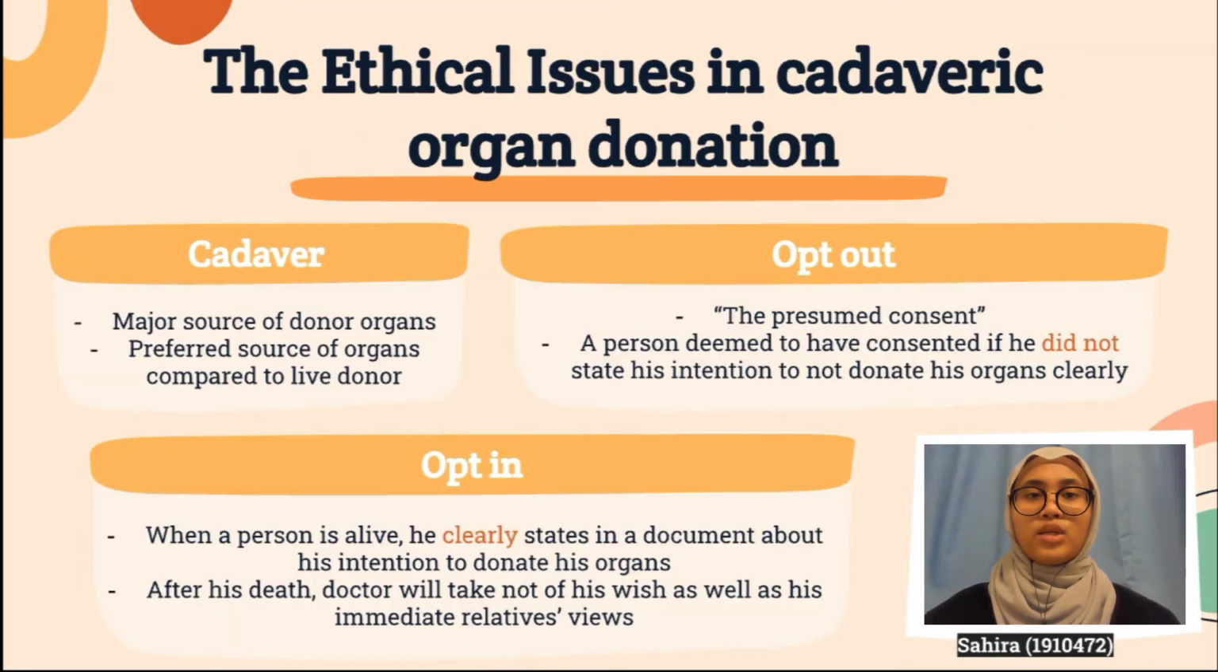Next is the ethical issues of cadaveric organ donations. Cadaver is a major source of organs as it is the preferred option over live donor. The consent for organ donations after death is given in two ways. First is opting in system, which a person needs to clearly state his intention to donate organs in a document, while the next system is opting out or the presumed consent, which one is deemed consented to donate an organ if he did not clearly state his wish to not donate the organ.